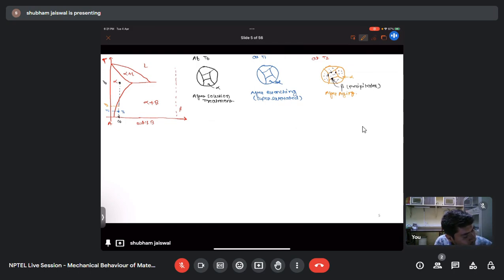So the aging can be done in two ways. One is natural aging, in which no external heat is given, and the second one is artificial aging. In this aging, we give external heat.